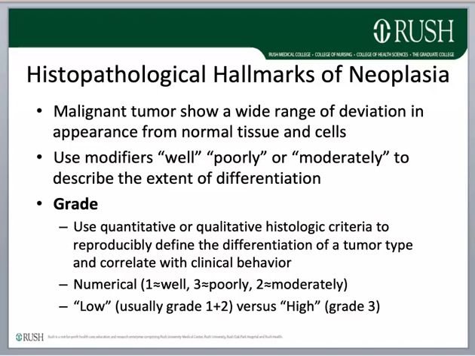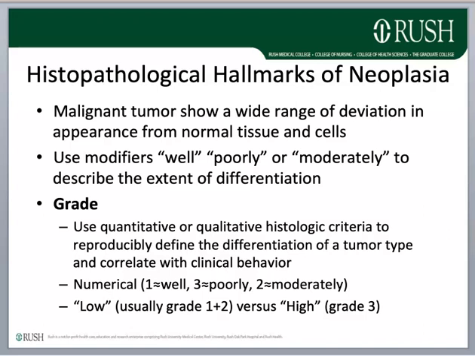In contrast, malignant tumors show a wide range of deviation in appearance from normal tissue and cells. So they not only form a mass, but they stand out histologically from surrounding tissue. And we use modifiers well, poorly, or moderately differentiated to describe the extent of this deviation in appearance from normal tissues and cells, or the extent of differentiation. And this is called the histologic grade.